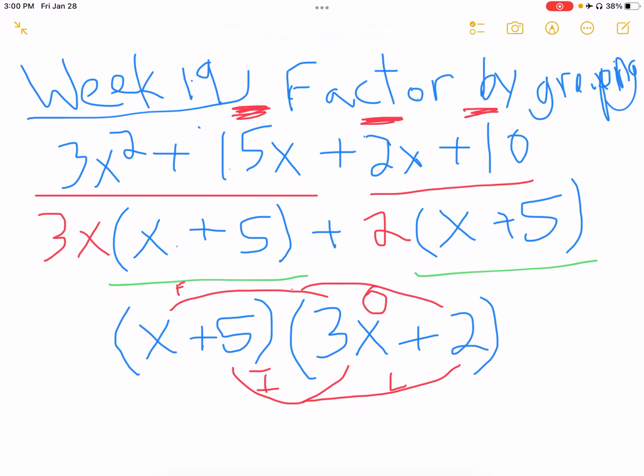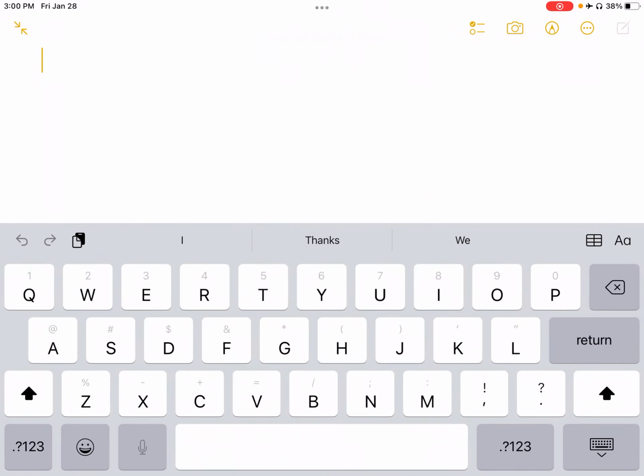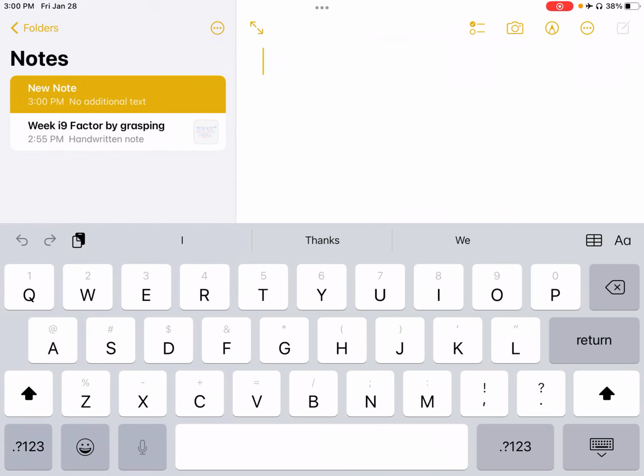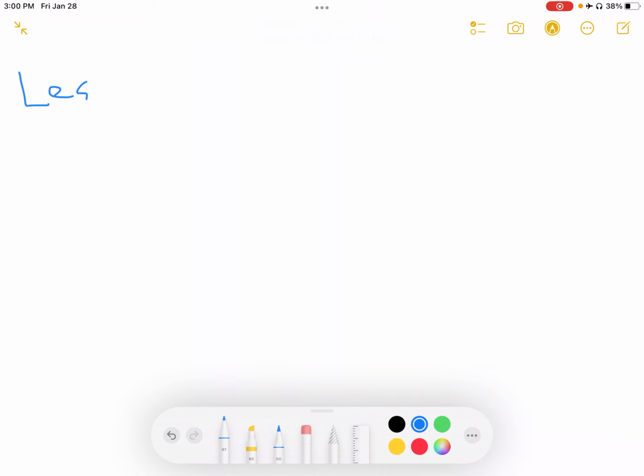Okay, so lesson 68, we're going to open another drawing here. So for lesson 68, we'll just put draw, and we put lesson 68.